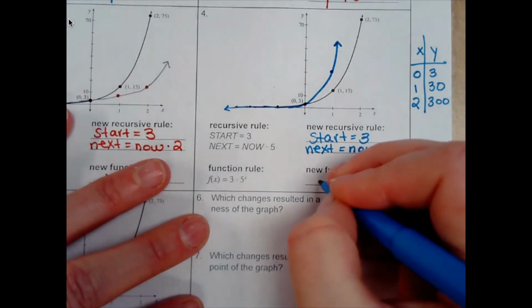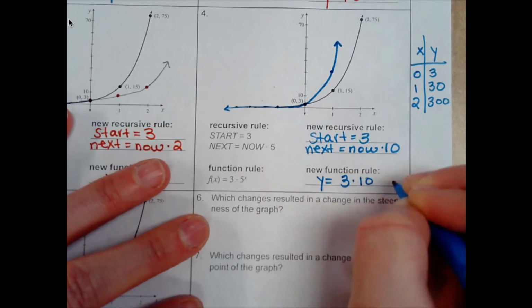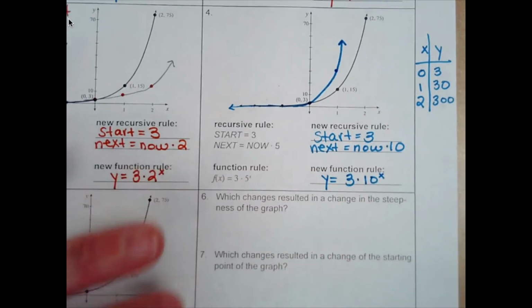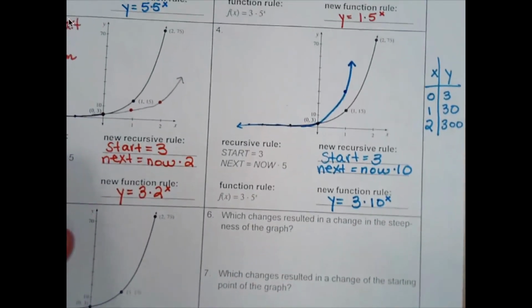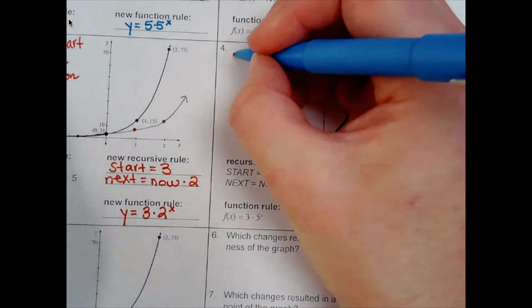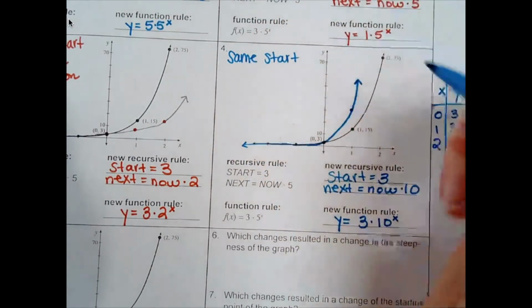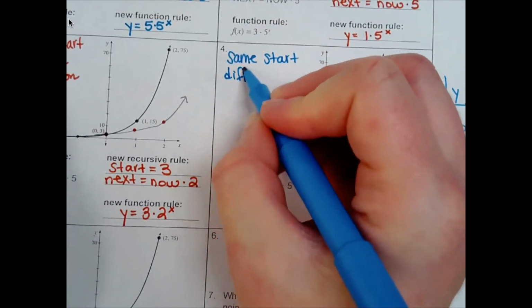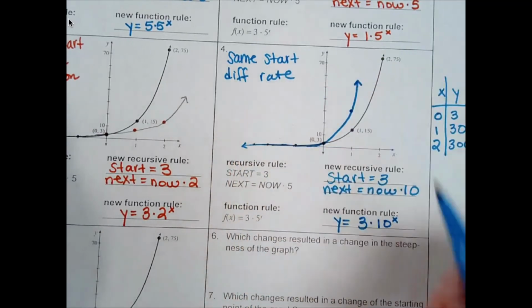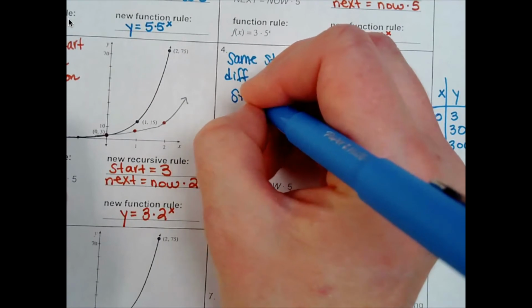What's our new function rule? 3 times 10 to the x. Yep. What was the same? Start. Yeah. What was different? Rate. And how was the graph? Stretch. Yep, it was a stretch.